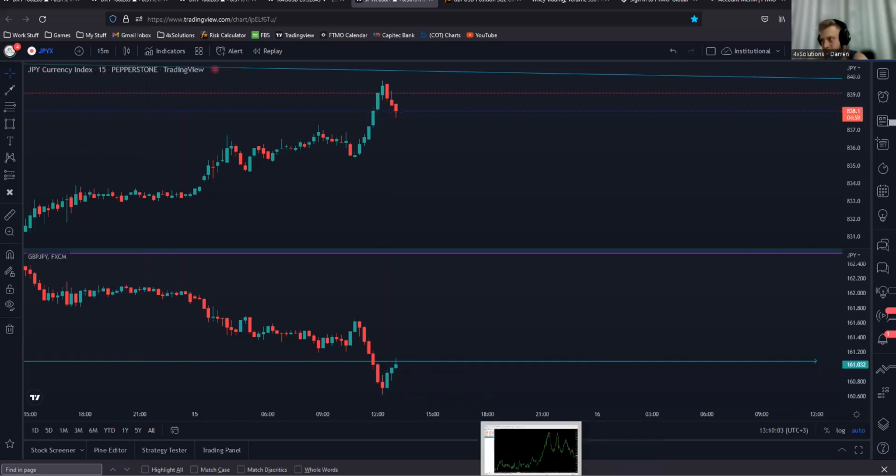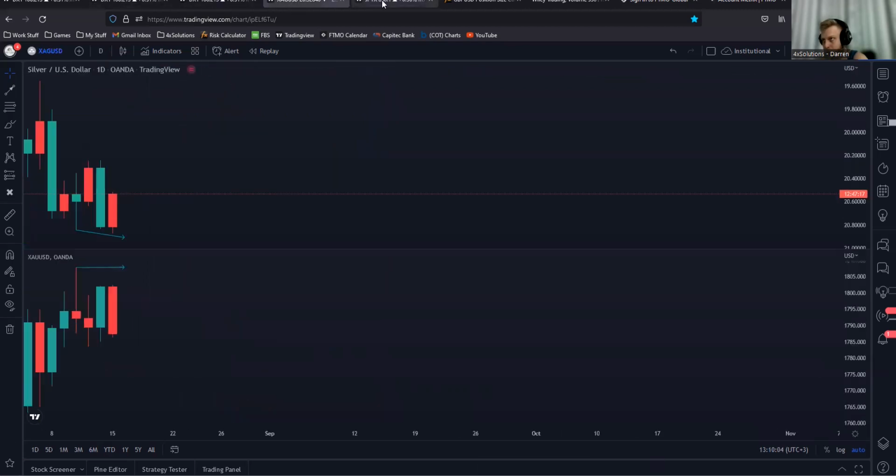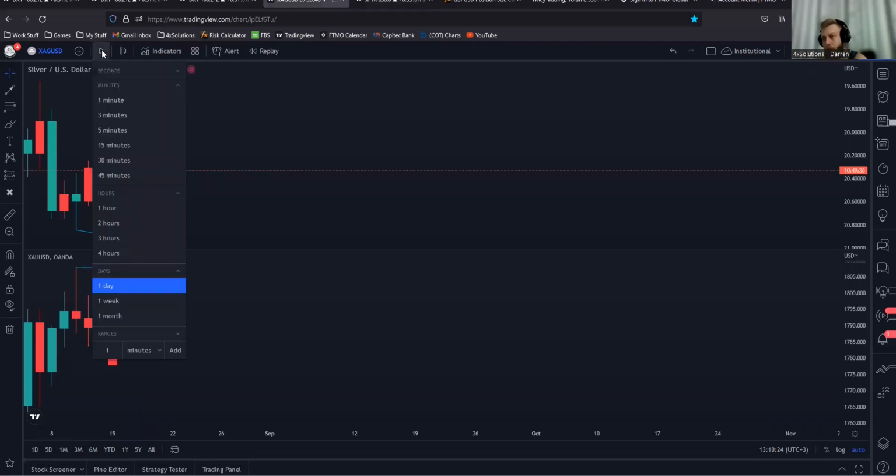There was one setup that you posted, I think it was Youth of Akaran. It was gold. But yeah, basically you were looking to buy, I was looking to sell. You mentioned that you wanted gold to expand to the upside. I couldn't see what you were seeing, so I was interested to try and understand what you saw.